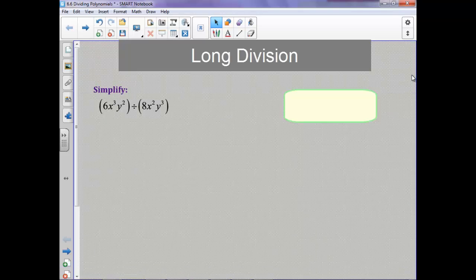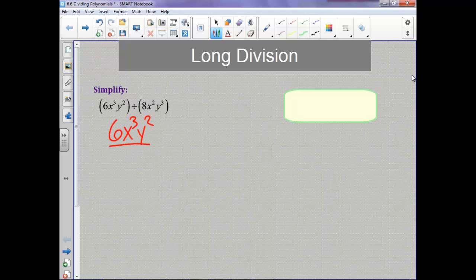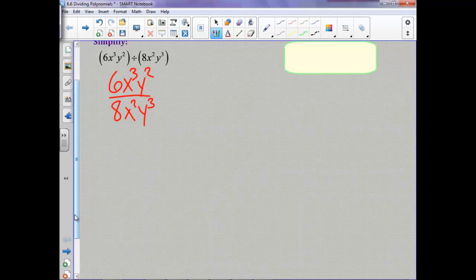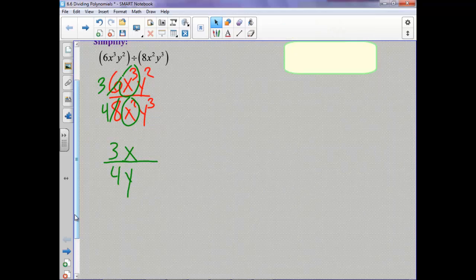So to start, if we had 6x cubed y squared divided by 8x squared y cubed, we can rewrite this as a fraction. And then this is stuff we've dealt with before. So 6 divided by 8, we can factor out a 2 from both of them, and we're left with 3/4. Notice here we've got 3 x's here, 2 x's here. We're left with an x in our numerator and a y in our denominator.